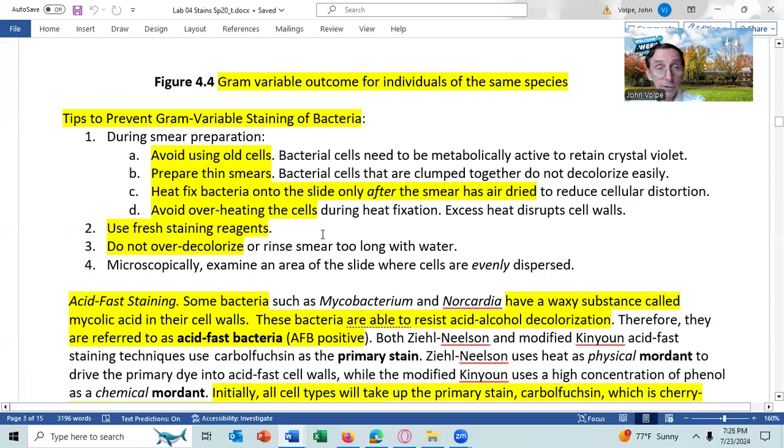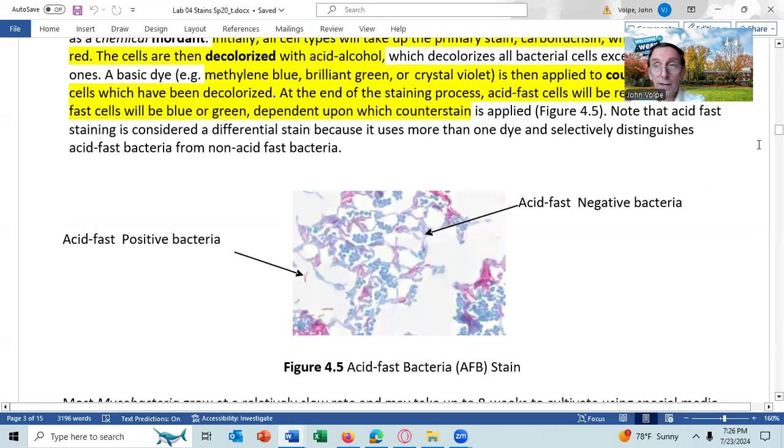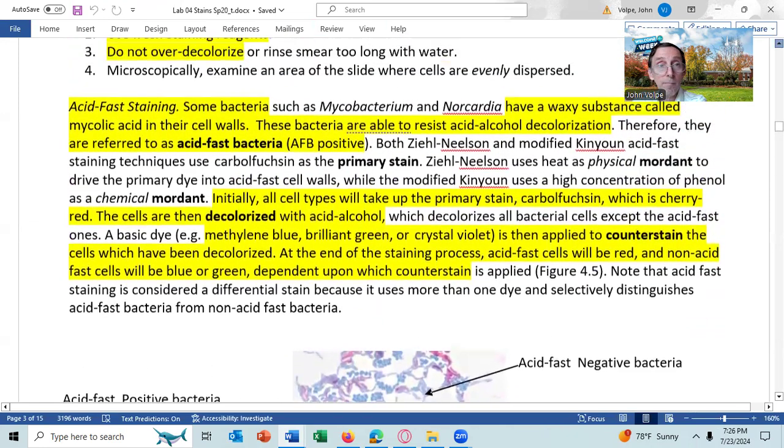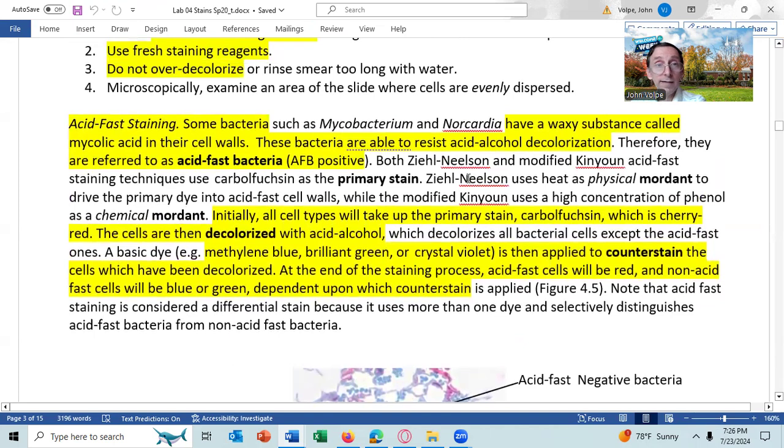All right, and then use fresh staining reagents. Do not over decolorize. The best thing to do is hold up your slide so you're looking at it at an angle, add the decolorizing agent, and then watch the blue rinse down. Once the blue stops rinsing down, stop adding your decolorizing agent. Any question about the gram stain? Oops, we'll talk more about the gram stain later. And then let's talk about the acid-fast stain.